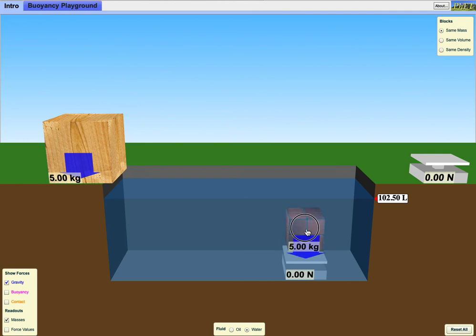So if this piece of cement's weight on the scale reads a lower reading, that must mean that there has to be another force here. So let's see what that force is.